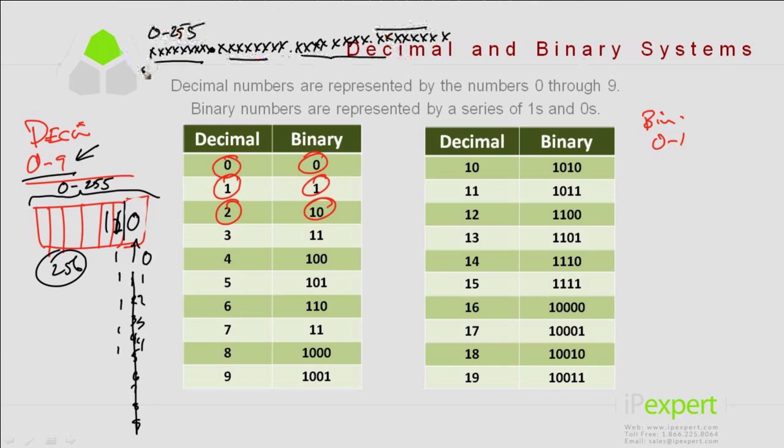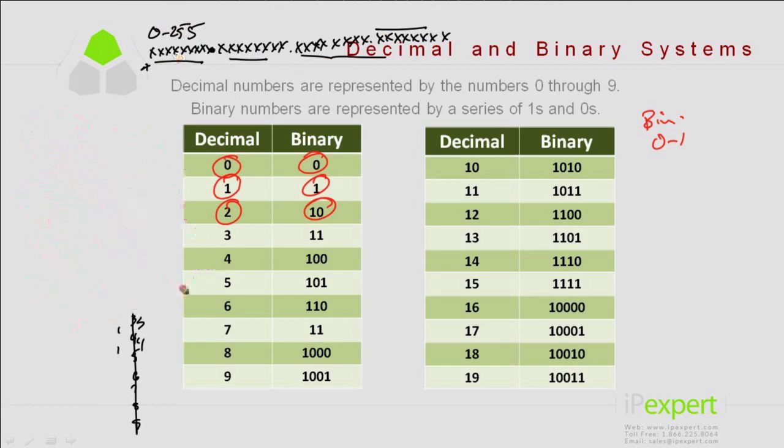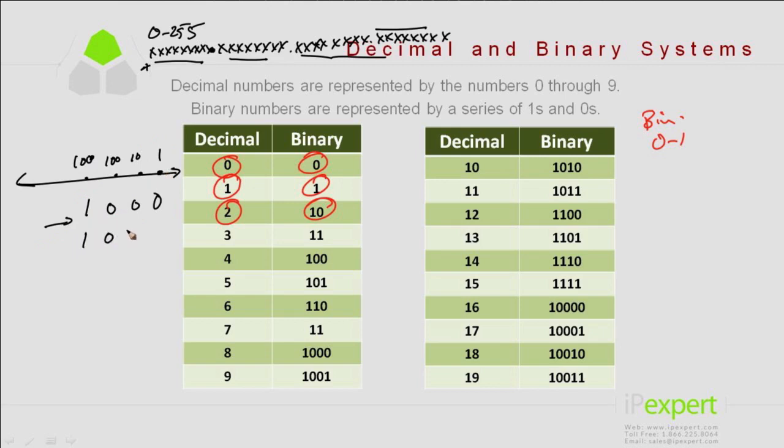Now, when we start looking at binary, we have to understand what happened in our decimal places. If I were to draw a number line, my number line would start with the ones place, the tens place, the hundreds place, the thousands place. So when I look at a number that says 1000, I know that's 1000, where if I look at 1011, I know it's 1011 in decimal.